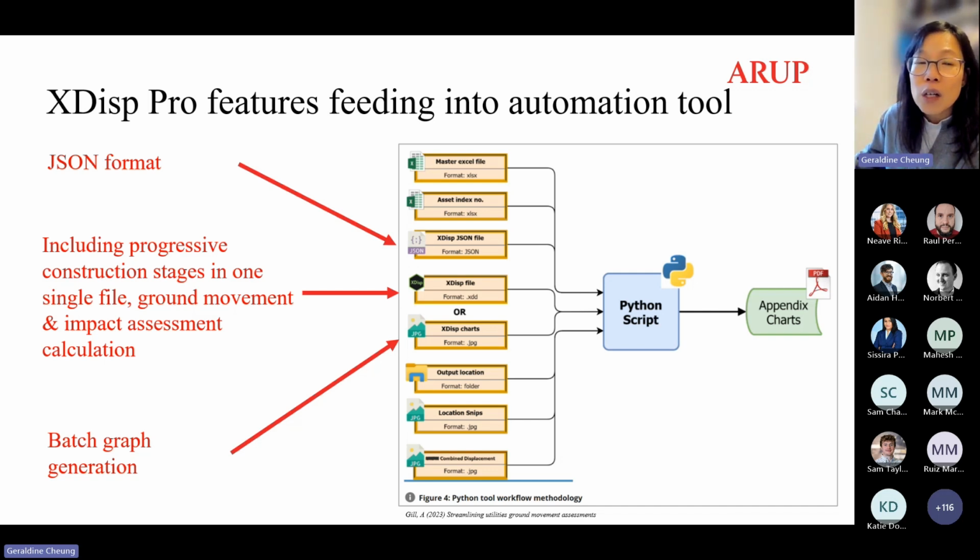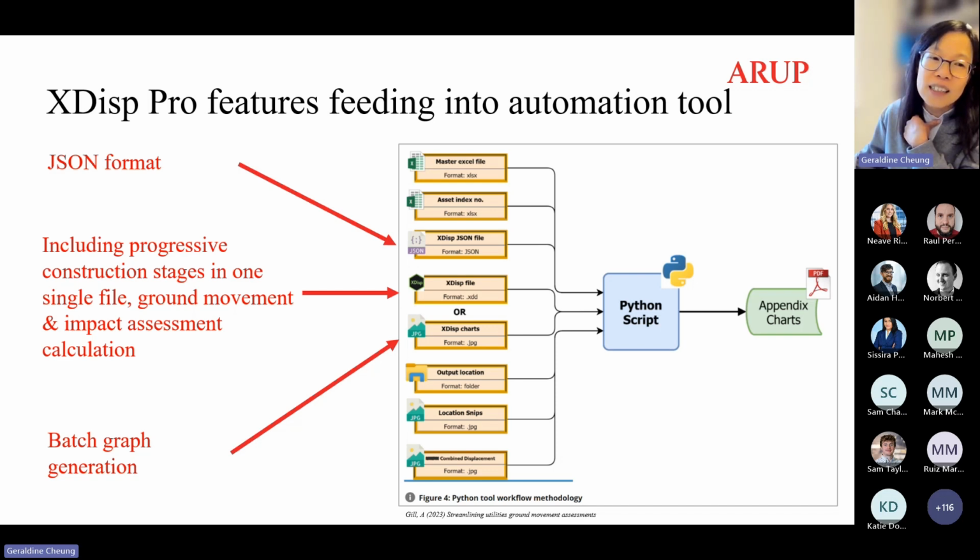What is also very useful is that in the XDisp Pro, we are able to put the file into a JSON format. I'm not a programmer myself, but my colleague told me that this particular function helped them significantly in terms of linking to the Python script, as it is a more standard format to pull out the various information.